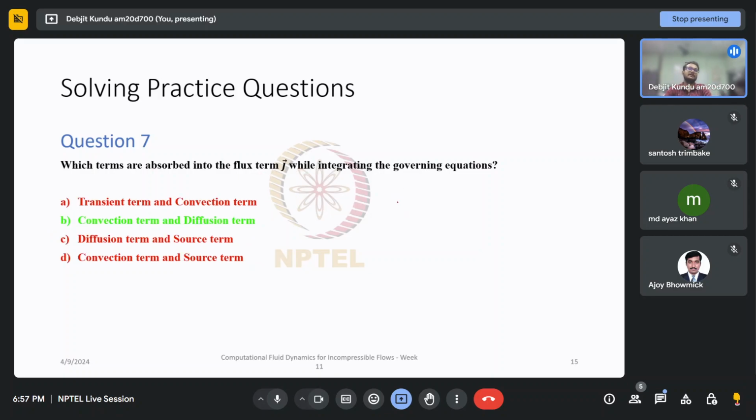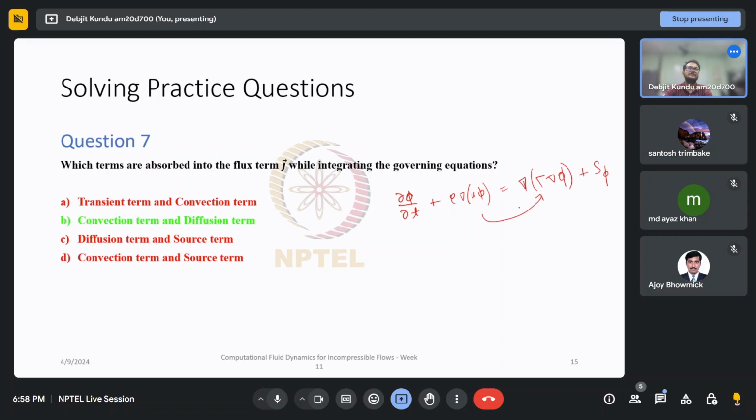So just writing things out once again, the governing equation looks like this. ∂φ/∂t plus there is some rho u into grad φ, no, sorry, so grad into u φ, equal to the grad of gamma grad φ plus some source term.